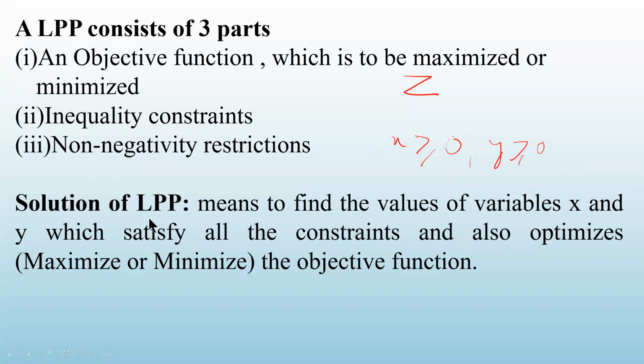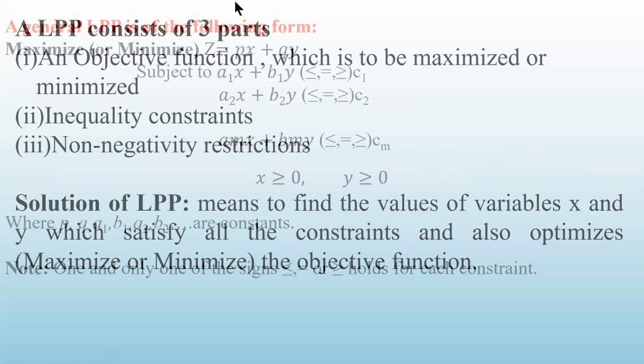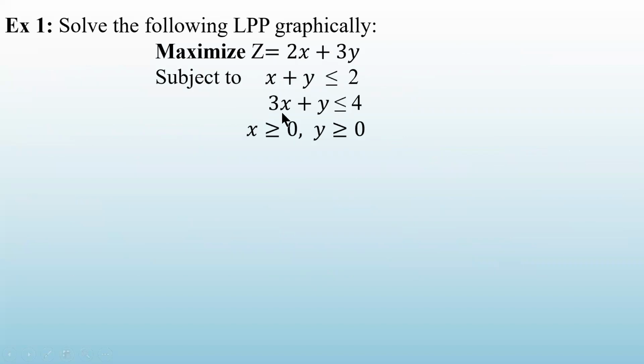Before I go further, let me tell you this is an example of a linear programming problem where you are maximizing z equal to 2x plus 3y. So here this is an objective function, denoted by capital Z, and there are two variables in this linear programming problem. This is an objective function. This is non-negative restrictions.